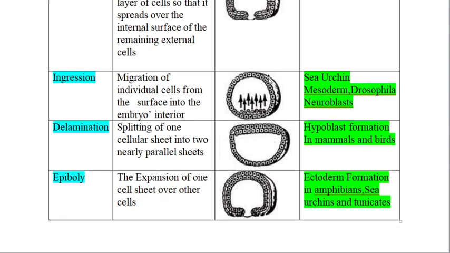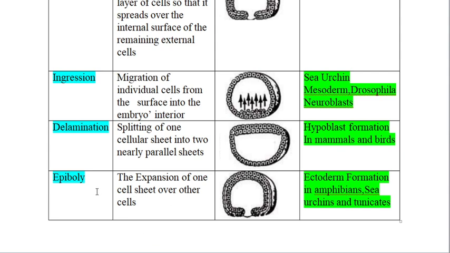Next, ingression. If you check the diagram, you will be able to easily correlate the definition. It is a migration of individual cells from the surface into the embryo's interior. Sea urchin mesoderm and Drosophila neuroblasts are formed by this particular cell movement called ingression. Next is delamination, which is a splitting of one cellular sheet into two nearly parallel sheets, and the example is hypoblast formation in birds and mammals.